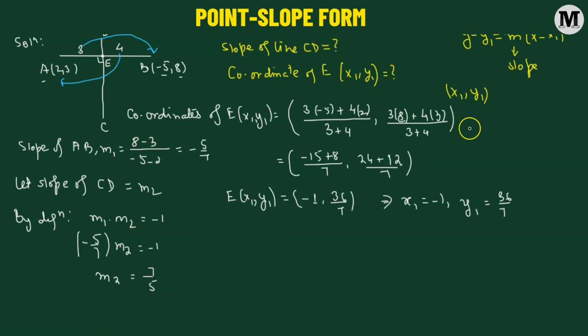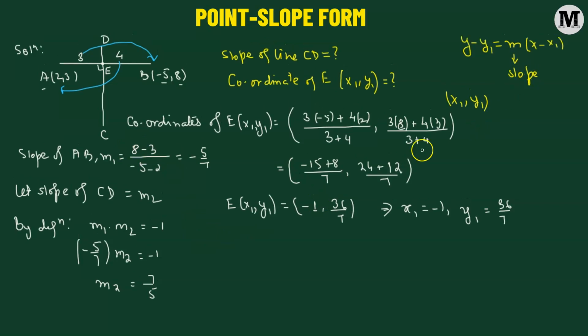So we're ready to use the point slope form of a line to obtain the equation of the line. So we now have y minus y1. What's y1? That's 36 divided by 7. This will be equal to the slope, which is 7 over 5, multiplied by x minus x1. So here x1 corresponds to -1, where we have x minus of -1, which gives us x plus 1. Okay, let's further simplify this.